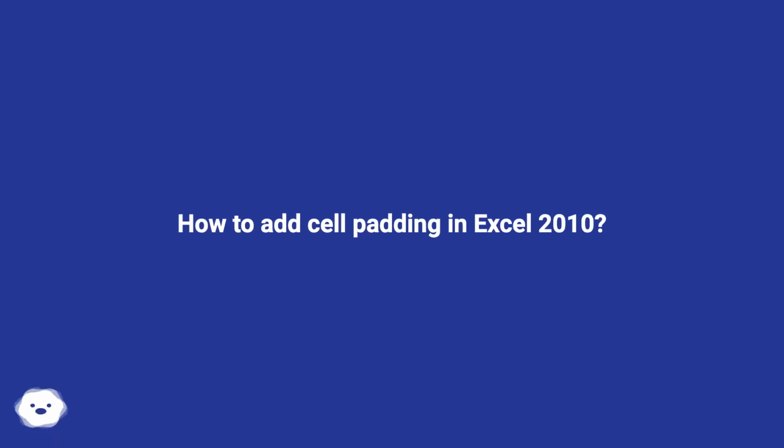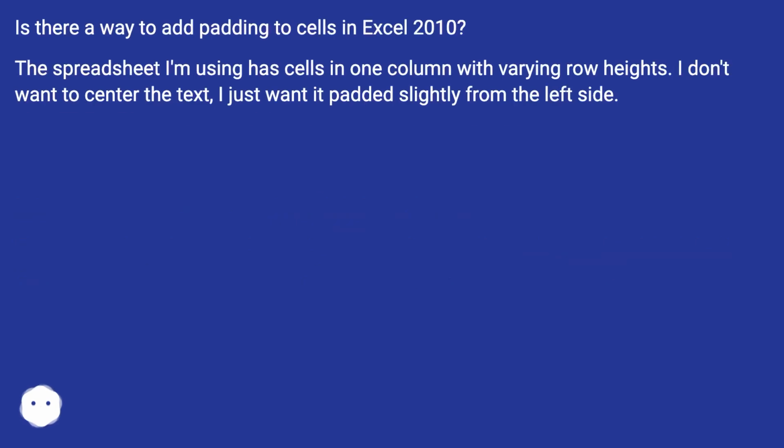How to add cell padding in Excel 2010. Is there a way to add padding to cells in Excel 2010? The spreadsheet I'm using has cells in one column with varying row heights. I don't want to center the text. I just want it padded slightly from the left side.